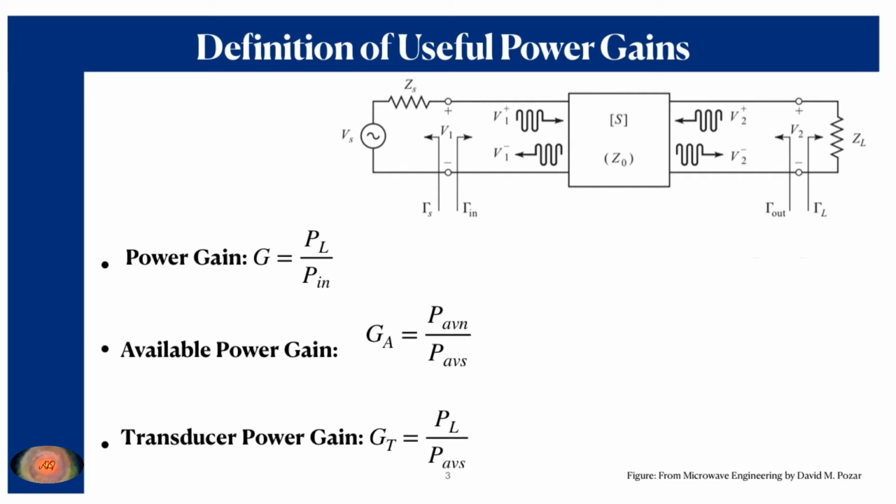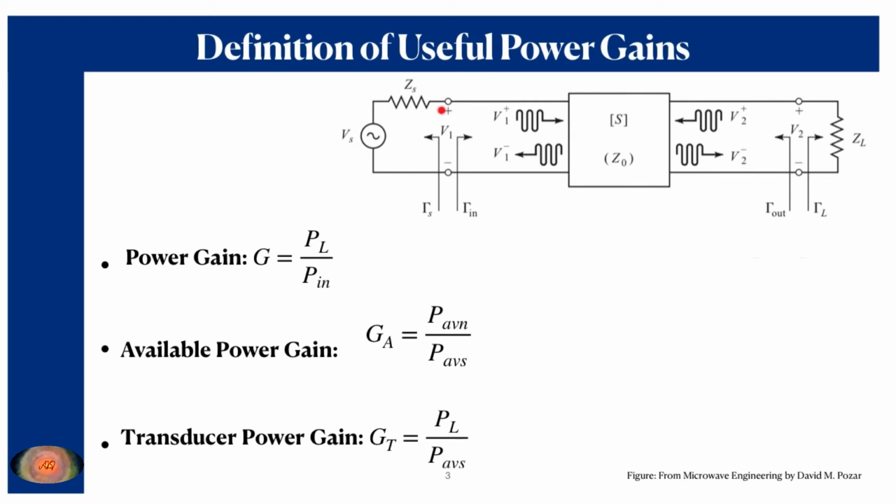A transducer power gain is the ratio of the power being dissipated across the load divided by the power available from the source, and this is the important one. You can see the ordinary power gain depends only on the load impedance, because this PL basically is the power being dissipated across the load, but the input power actually indicates the power appearing across the input terminal of the device, or of the network.